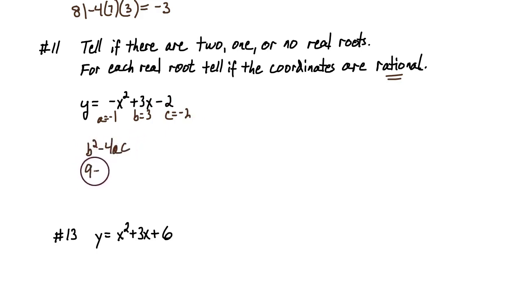b squared makes 9. For the letter a, fill in -1. And for the letter c, fill in -2. Then evaluate this answer. Negative times negative times negative is -8, and 9 minus 8 makes 1. Because this turned out to be a positive number, there are 2 real roots.